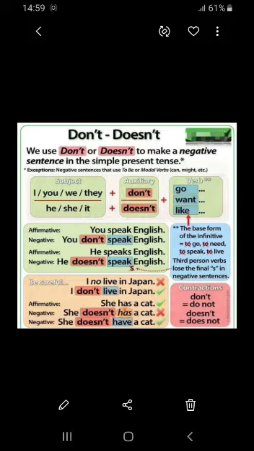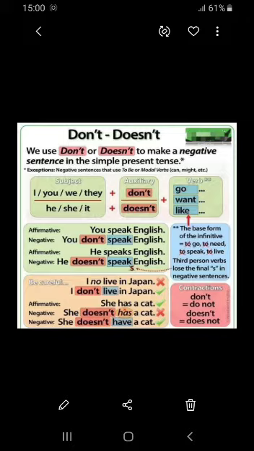Okay, so with the subject I, you, we, they, we use don't. And with he, she, it, we use doesn't. And of course, plus the infinitive. The base form of the infinitive means it's without to. Look at the next sentence. You speak English. This is a sentence in the affirmative. If I want to make it negative, what shall I say? Yes, I say, you don't speak English.